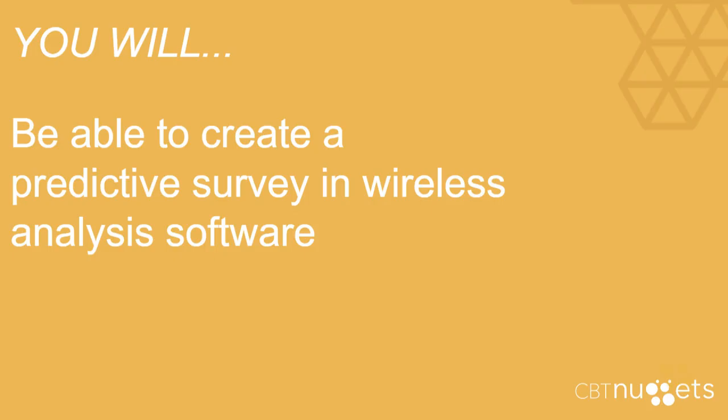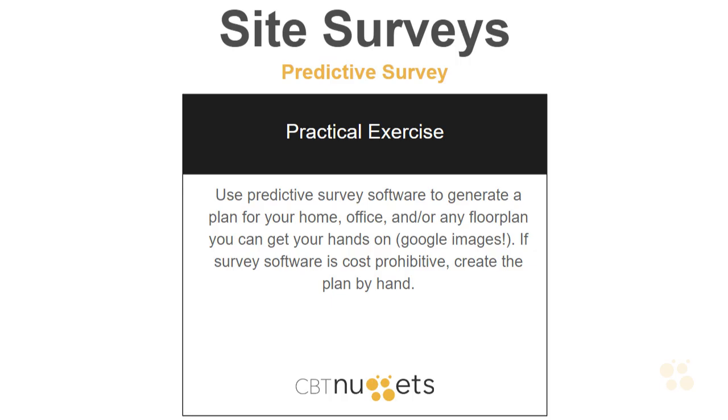Aye. Well, I said at the beginning of this nugget that you will be able to create a predictive survey in wireless analysis software. So here's what I'd like you to do. Use Predictive Survey software to generate a plan for your home, your office, and any floor plan that you can get your hands on. Go to Google Images and type in building floor plan and import some of those. Remember, you can do this predictive survey without ever setting foot in the building. You just have to draw on the walls, put in your capacity requirements, and boom, it generates the plan and puts the wireless access points in place, and you can practice moving them around. I want you to do it enough that you're comfortable doing it by hand.